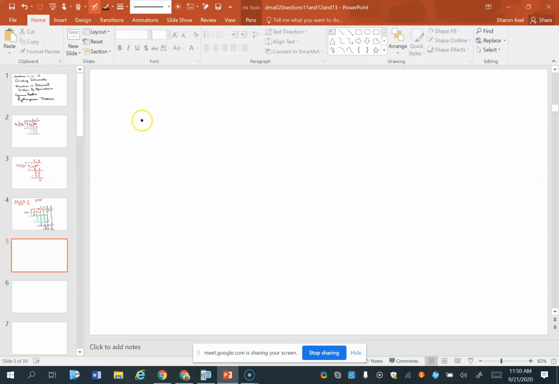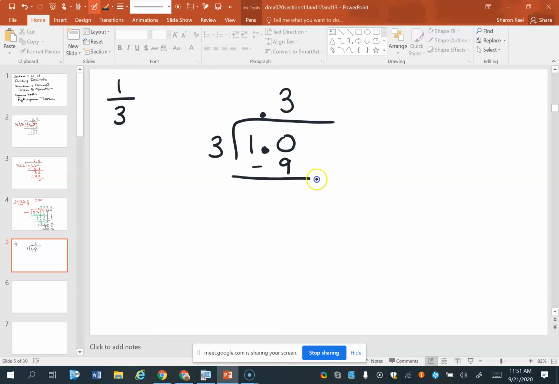If you were to have the fraction, say 1/3, you would divide 3 into 1. 3 doesn't go into 1, so we add a decimal and a 0. The decimal goes up above here. 3 goes into 10 3 times. 3 times 3 is 9. When you subtract, you've got 1 left over.